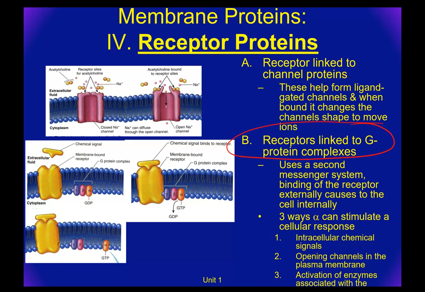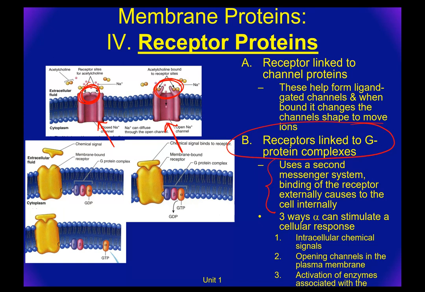Receptors that are linked to G protein coupled receptors, or G protein complexes. With channel proteins, when they bind, they actually change the shape of this thing that they're binding to. It goes from looking like this to looking like this, right? That's not what happens with G protein complexes, though. G protein complexes use something called a second messenger system. Basically, they get bound to, but then they send minions to do something in the cell.